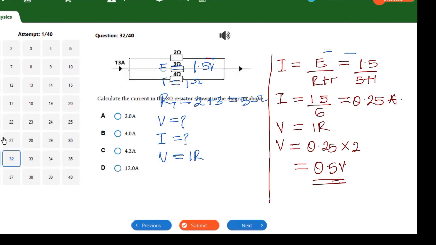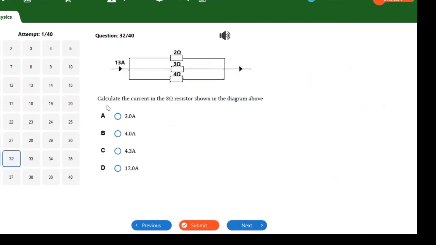We move to question 32. Question 32 says, calculate the current in the 3 ohm resistor shown in the diagram above. Quickly, also in exam settings, since you are seeing this, can you tell me what the arrangement is called? This is a parallel arrangement. Therefore, quickly find your R total. So how do you find the R total when they are in parallel?